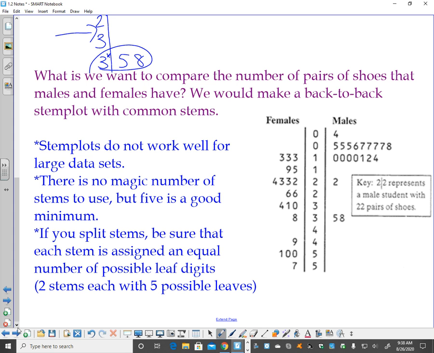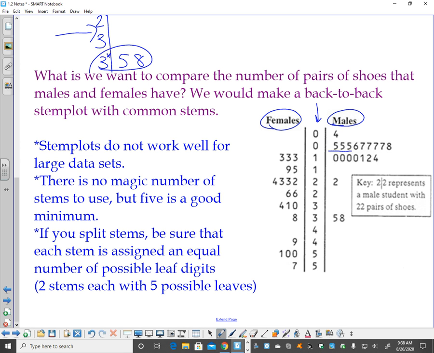What if we want to compare the number of shoes that males and females have? Okay, so you need to be able to do a back-to-back stem plot. Now, we're not going to make one of these. One of these is already here. You're going to do this in your homework. So we're going to talk about this, but then you need to be able to do it. So pay super close attention because you're not going to physically practice this right now. So I've got males on the right side and females on the left side. I've got my stems. And then I've got my leaves.